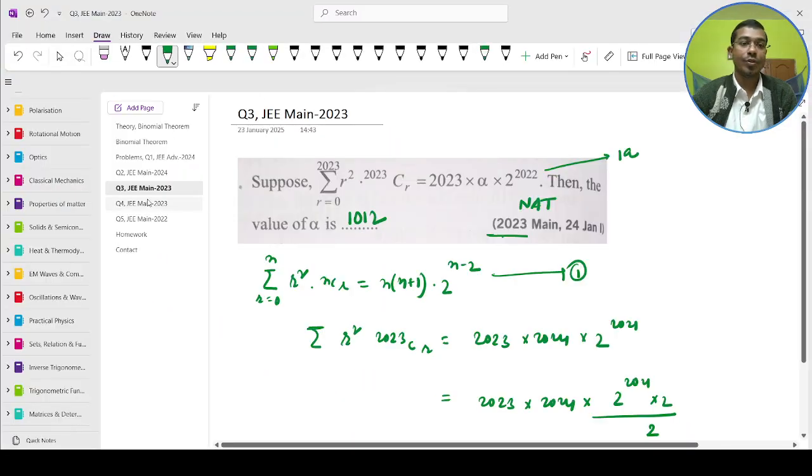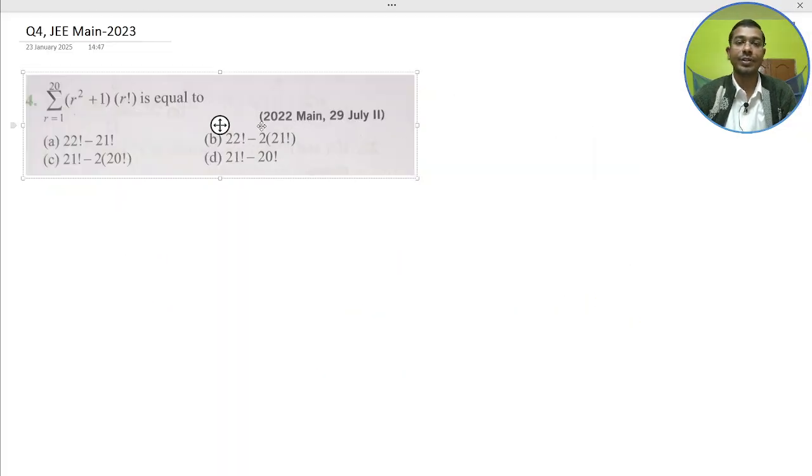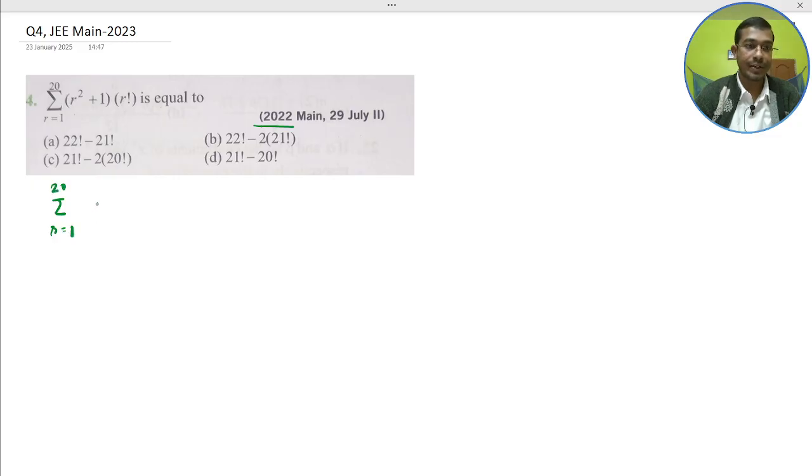Next, question number 4. This is also another recent question. JEE Main 2022: summation r = 1 to 20 of (r square plus 1) into r factorial is equal to what? This is a calculation type of question. Just calculate it analytically. R square plus 1 means (r plus 1) whole square minus 2r. This is the formula, into r factorial as it is.